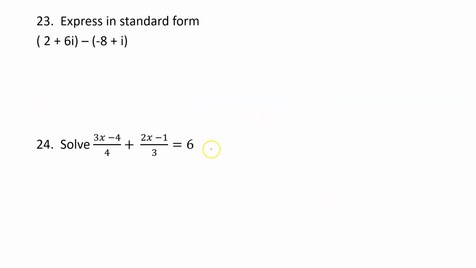Here you can use your calculator, or you can use just algebra. Distribute the negative, and then combine like terms. And that was 10 plus 5i.